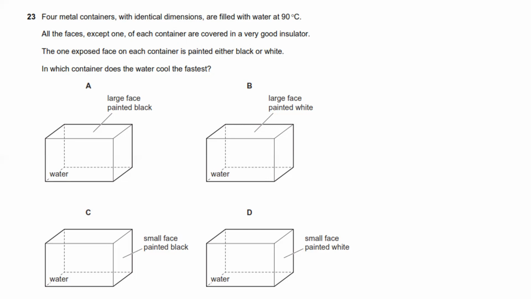The second thing, we have to make sure the water cools fastest. So we have to make sure that we paint the largest area with that specific paint. For example, in order to cool the water, which is initially hot, we need to use black paint on the largest face of the container. So the first case looks like a good answer. Large face painted white, no. Small face, we don't need small faces. So answer A is the best choice we have.